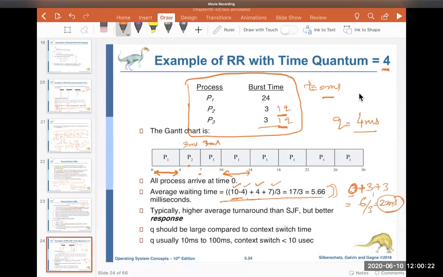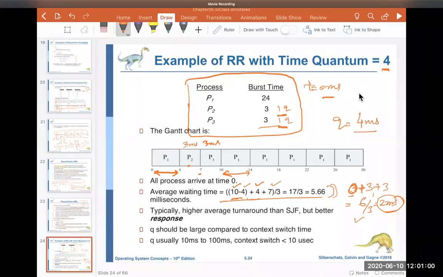As I discussed, the shortest job first algorithm is the most optimal algorithm for scheduling, but round robin is good because it gives a better response. Why? The response time is the time every process takes to show for the first time. Here you can see every process would get a fair amount of time within a number of quantums to actually show its first instance.